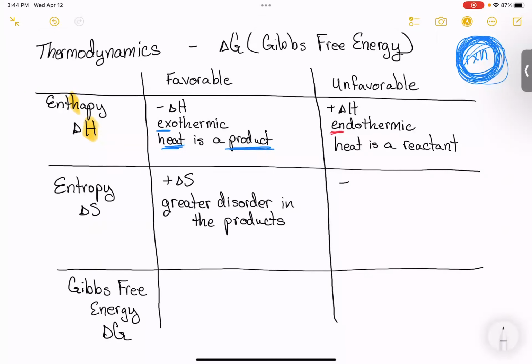Whereas a negative entropy is not favorable, and it would mean that there's a greater disorder in the reactants. Let me finish this table and then we'll take our short break.